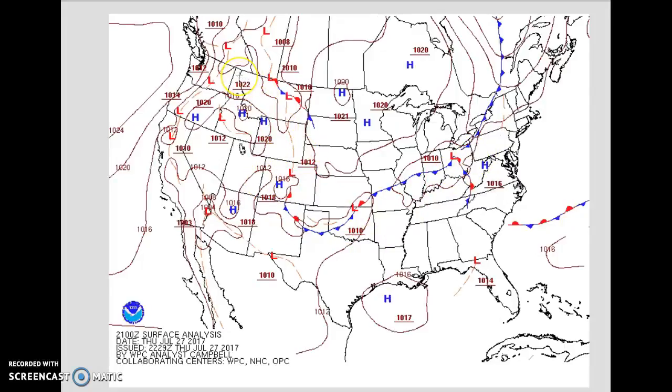When you go to the west side of the country, you see a lot of low pressures located with trough. So we probably would expect some precipitations in the southwest of the country.